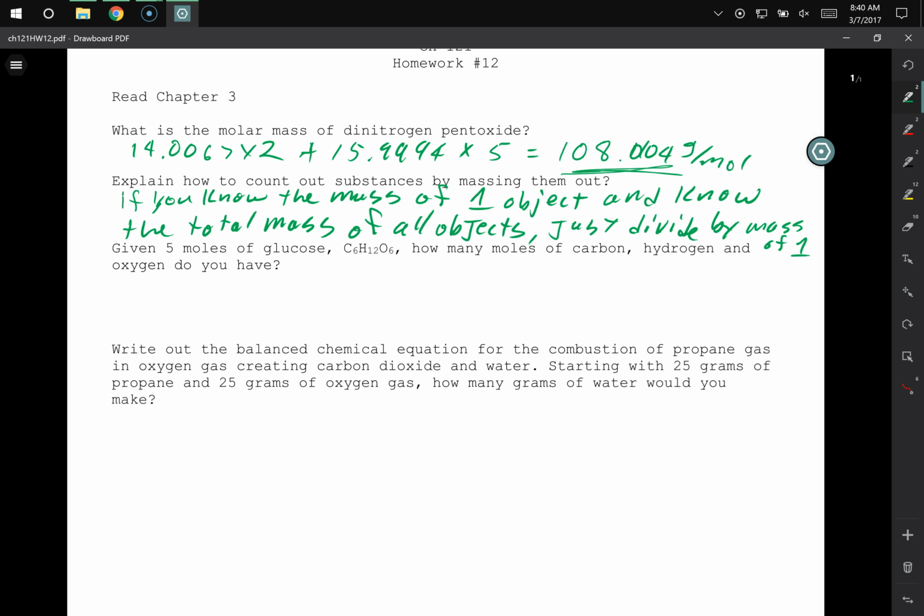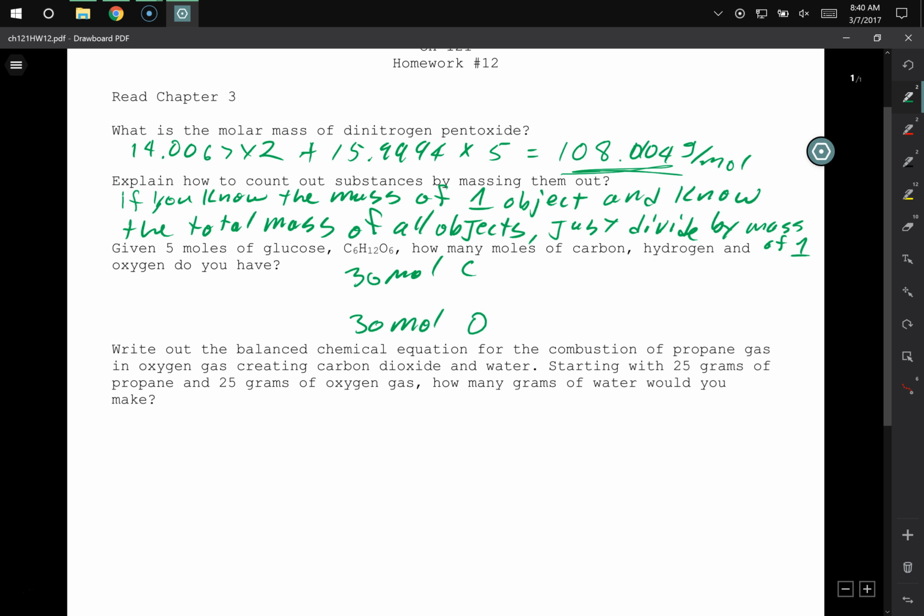So the answer to this is 30 mole of carbon, 30 mole of oxygen, and 60 mole of hydrogen. How did I get those numbers? Just take 5 times the subscript, right? So if you had 3 tricycles, how many wheels do you have? You have 3 tricycles. 9. 3 times 3 gives us 9.